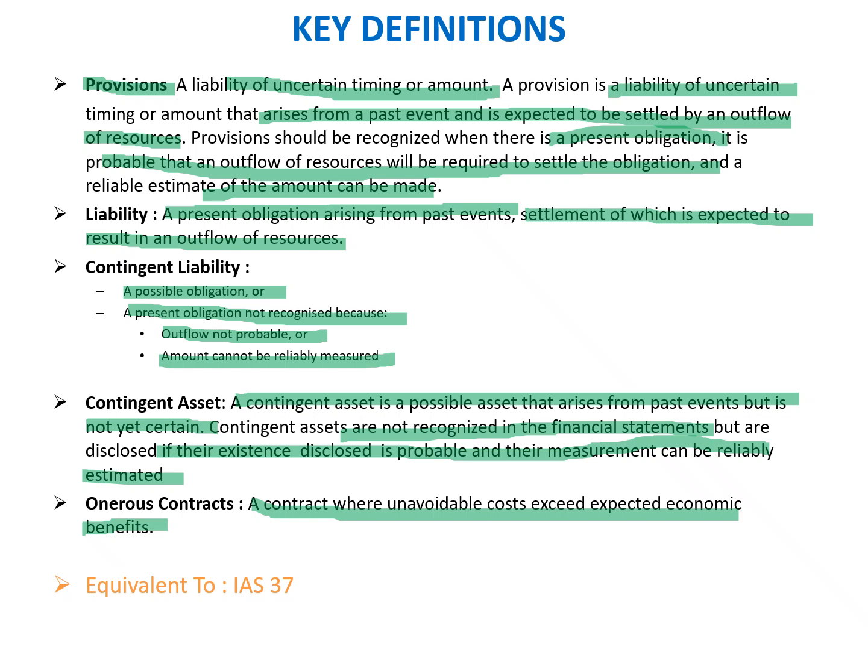How the provisions are recorded, what is the recognition method, what is the measurement criteria, and how the contingent liability, contingent assets, and finally the onerous contracts are recorded in the books, we are going to have a separate slide on each of them. But with the key definitions, when we compare this with IAS 37, it is absolutely aligned. So we'll move to the next slide.